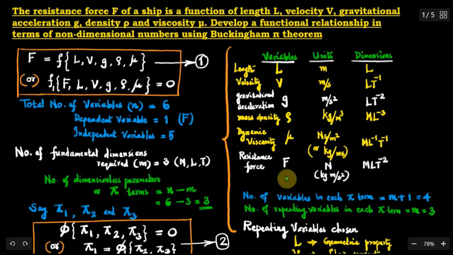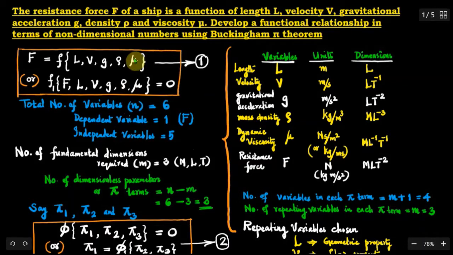The resistance force F, of course you can use Newton's law, F is equal to m into a, in order to get the dimensions of the force, that is Newton, which is essentially kilogram meter per second square, that is MLT raised to minus 2, the dimension of force.